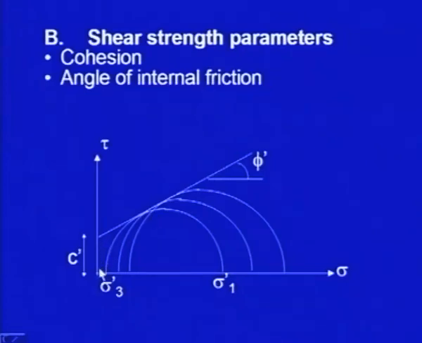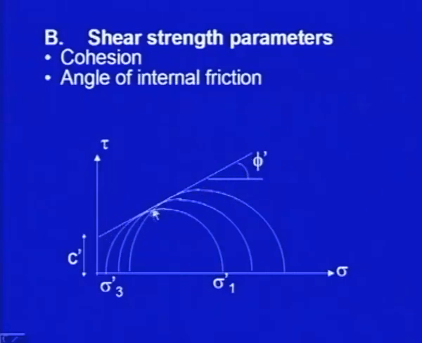How we get it, you have already studied in your soil mechanics course. We do some triaxial tests. From the triaxial test, we get data between confining stress and major principal stress at failure. From those data, we plot the Mohr circles. So, these are the Mohr circles. From these Mohr circles, we then plot a common tangent.